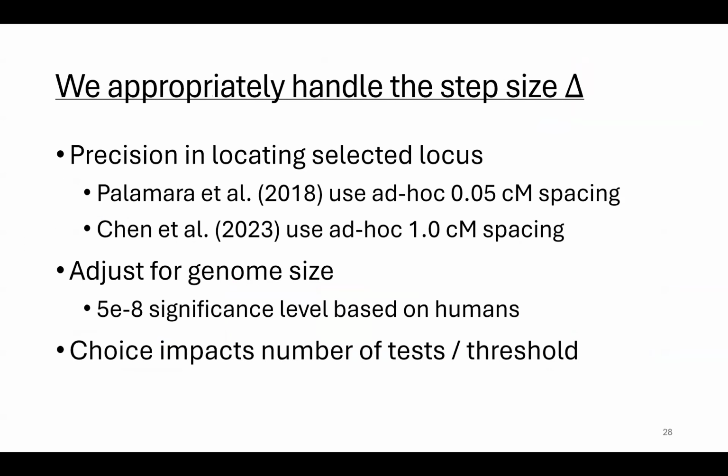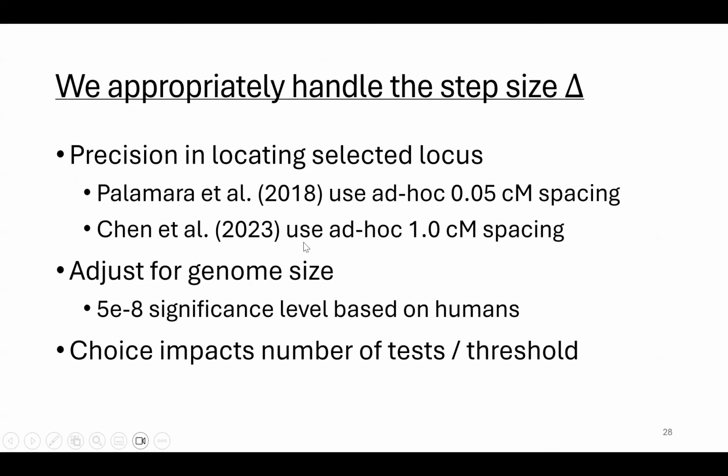What is a little bit interesting is that we did appear to appropriately handle the step size delta. And this is practically important. If you choose a smaller delta, you can get more precision in locating selected loci, putatively selected loci if they're out there. So in the literature, we have the Palamara 2018 paper that uses an ad hoc spacing, and their spacing is similar in size to our spacings.